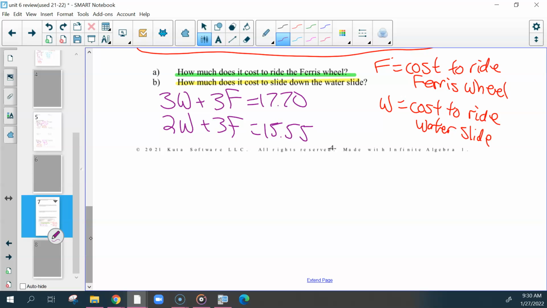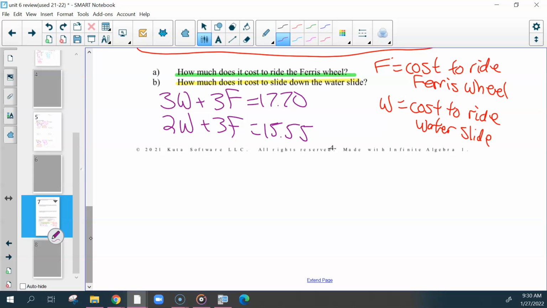How do we want to solve this? Go ahead. Elimination. Okay. Elimination would work. Graphing would also work if you did it in decimals, not in the calculator, because you have a lot of fractions. Substitution would work, but you would have fractions. Could you just figure out the cost of the water? Yes, using elimination.